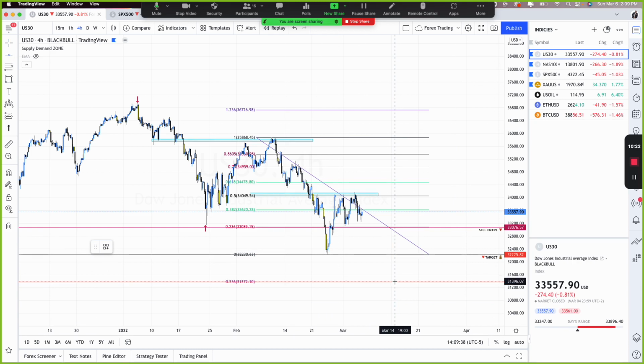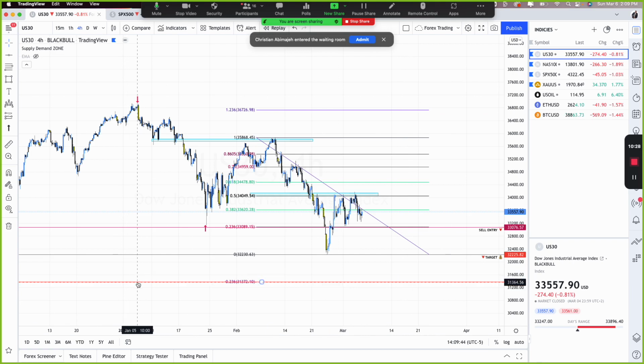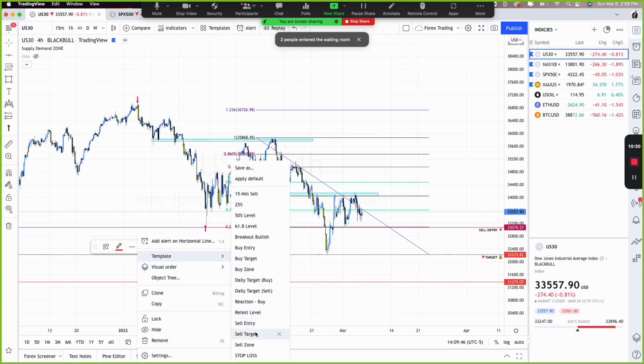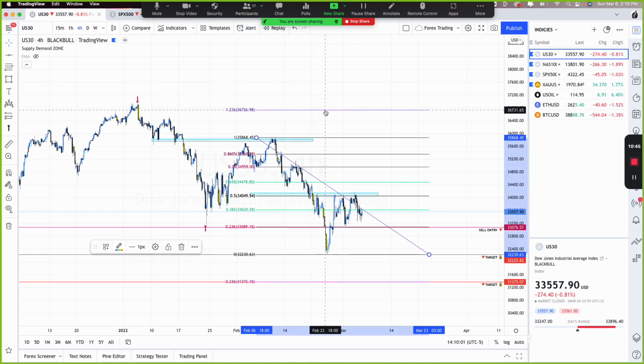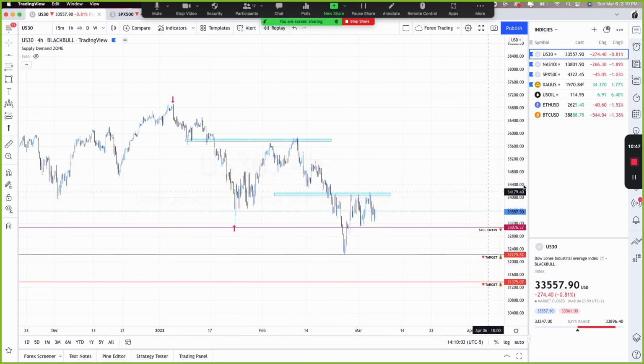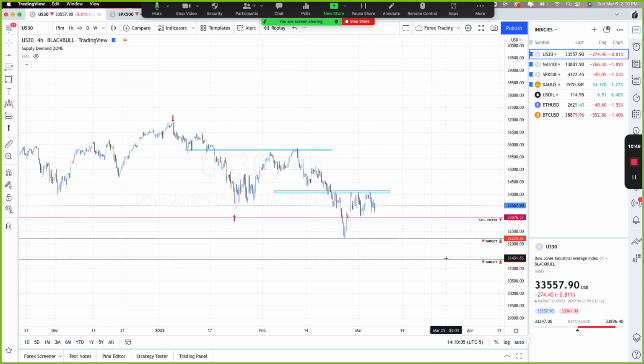And then based on what it has done, I don't need this. I already did it. My move on my target is 23%. Does that make sense? We clean it up. There's my targets.